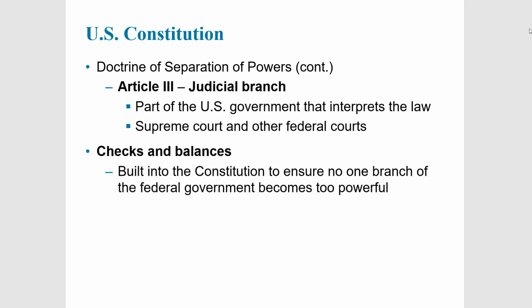Article 3 sets up the judicial branch, which is the part of the U.S. government that interprets the law when there are questions about whether a law is constitutional or not. The Supreme Court and other federal courts are established here. It doesn't say exactly how many courts there have to be. It just gives the government the right to establish those courts.